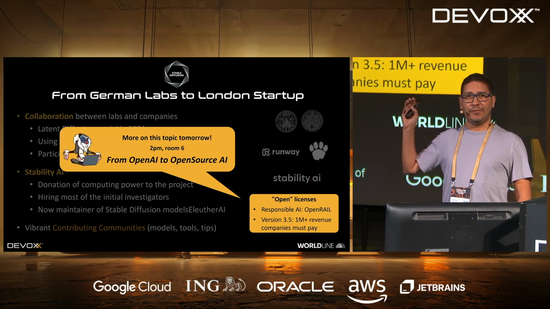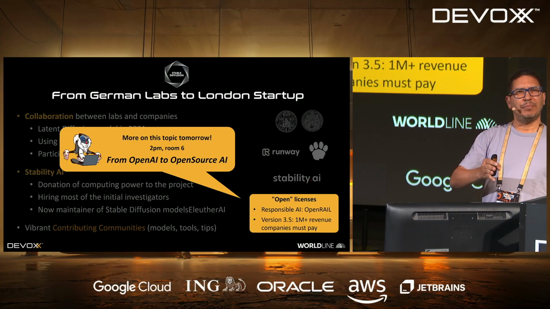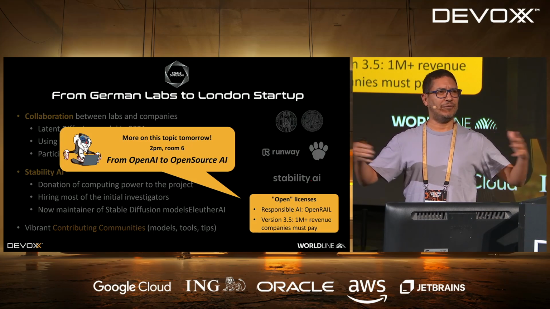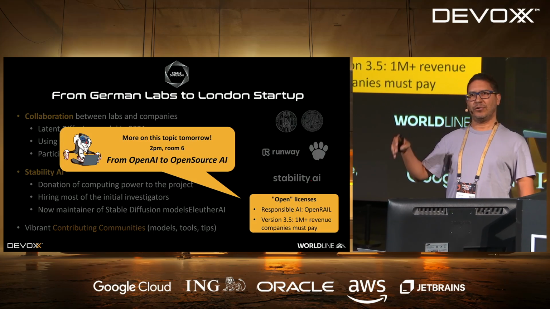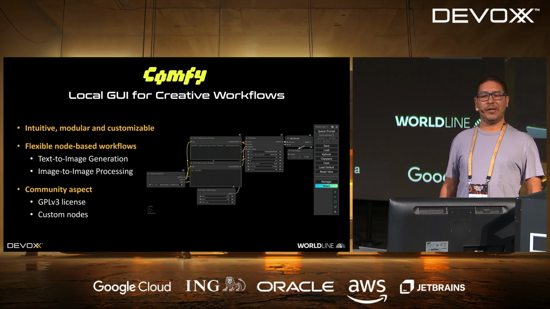By the way, if you want to understand better what is the difference between open weight model, open data, open science, open source, openness of a model and stuff, in this very room tomorrow I have a talk dedicated on that, right? So back to image generation.